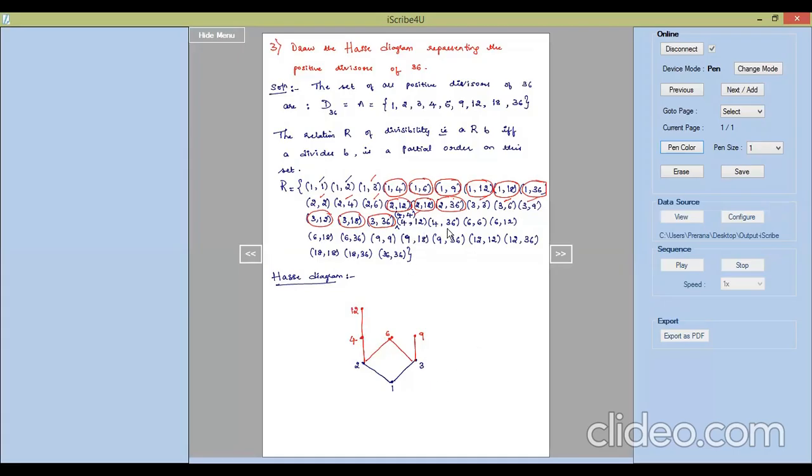Next I have 4, 36. So 4, 36 I need not draw because 4 to 12 there is an edge, and 12 to 36 will be drawn an edge. So 4, 36 I will not draw. I'll just round it off. 6, 6 is a loop which is obvious. We will not explicitly show it. Next 6, 12 I have to draw. So I have to join an edge from 6 to 12.